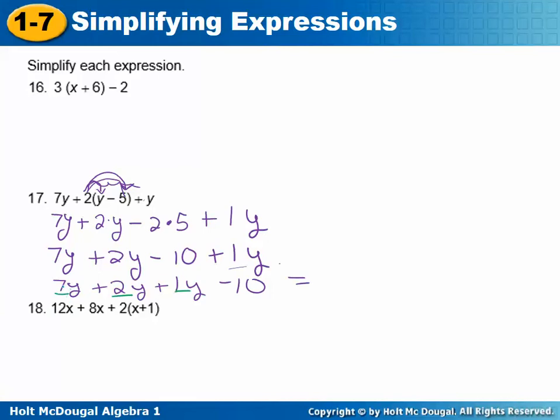And we add that up, add the coefficients. 7 plus 2 is 9, plus 1 more is 10. And don't forget to write the minus 10, the constant, at the end. And it's all solved. Now, these can't be combined because the second one is a constant. It doesn't have a variable on it.